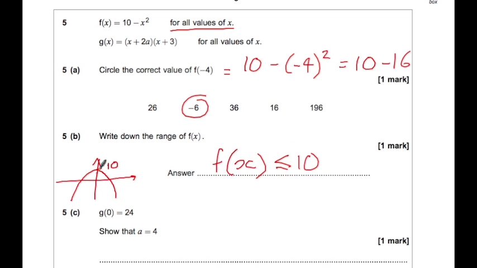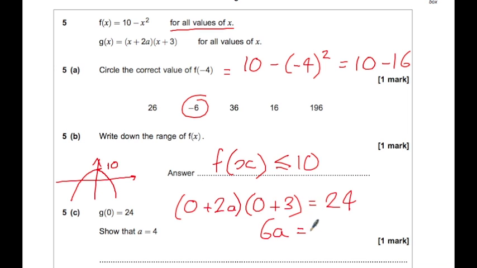So you're thinking about what y values it can take for any value of x. Right, 5c. They've told us g of 0 is 24 and we want to show that a equals 4. So when we sub 0 into it, we should get an answer of 24. So 0 plus 2a times by 0 plus 3 has to equal 24. In other words, this is just going to be 2a times by 3, which is 6a, equals 24. So we get a equals 4.